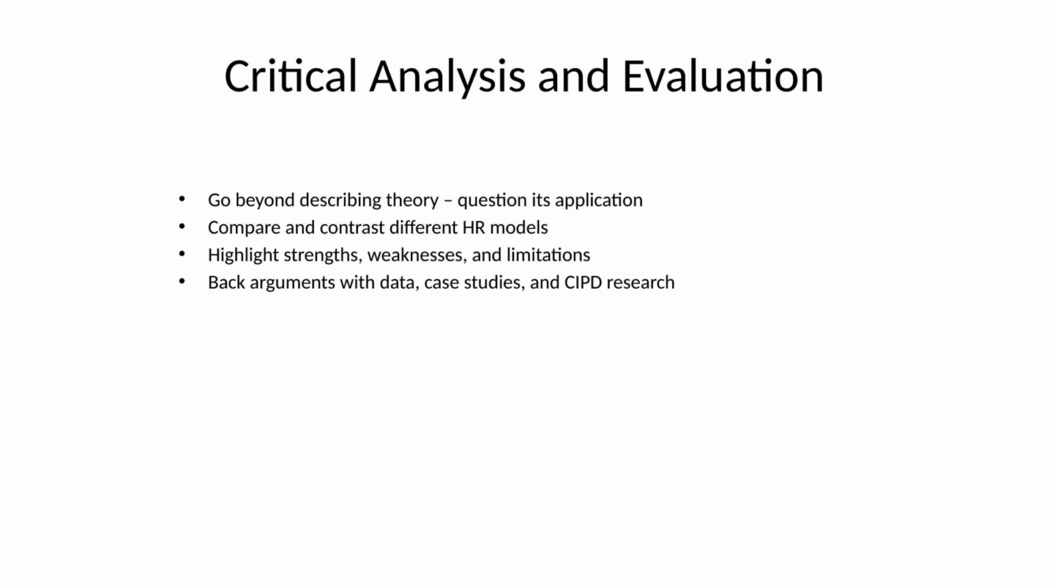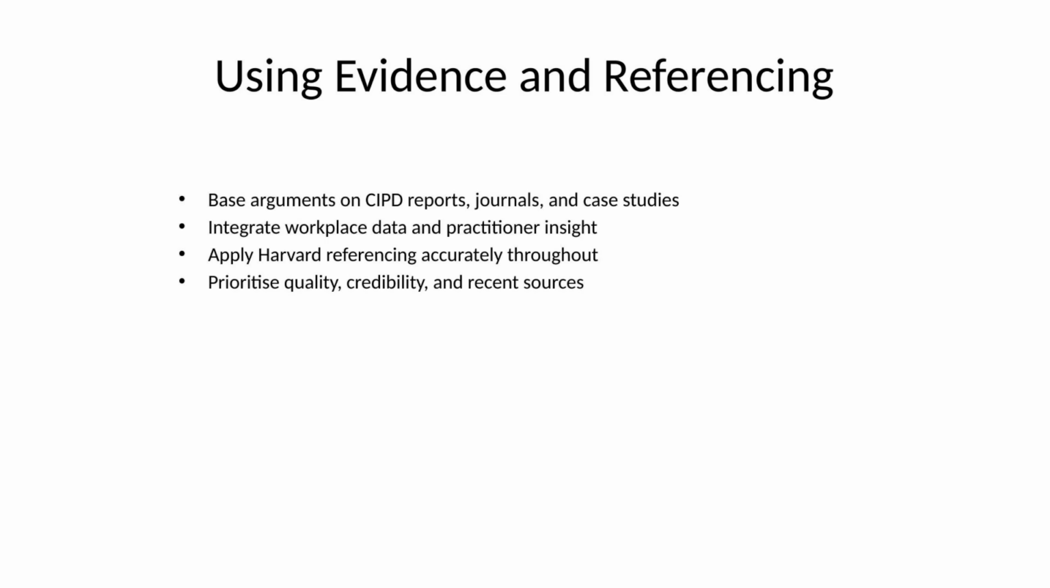For instance, contrasting Ulrich's HRBP model with agile HR frameworks demonstrates awareness of evolving practices. Critical evaluation means questioning assumptions, showing limitations, and making reasoned judgments about what works best. This approach strengthens your analysis and demonstrates the high-level critical thinking skills that are required for distinction-level marks at CIPD Level 7. Speaker notes. Evidence is a key requirement in CIPD Level 7 writing.